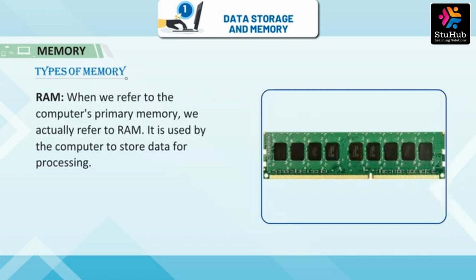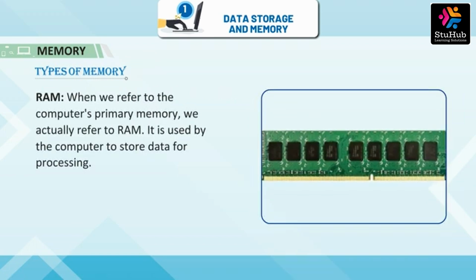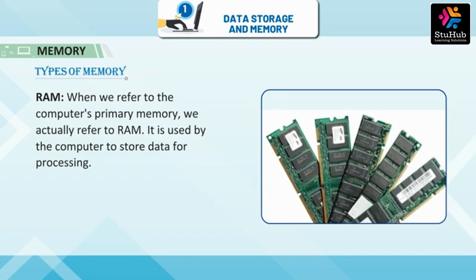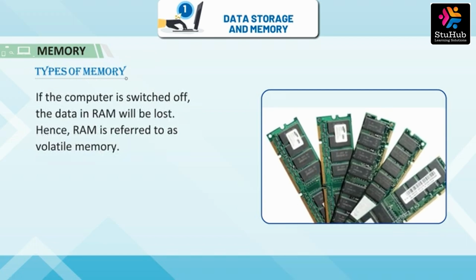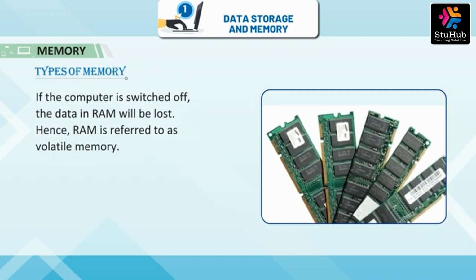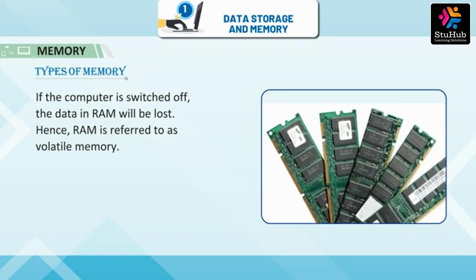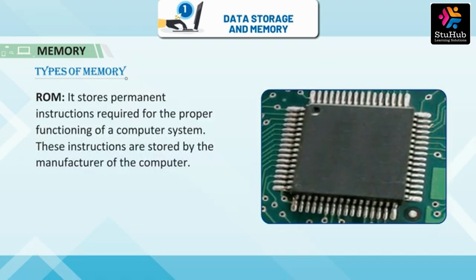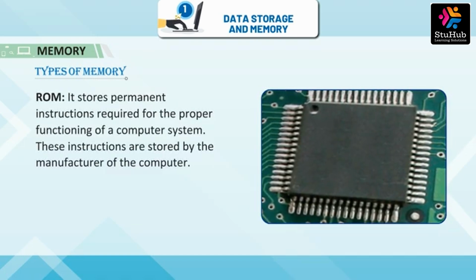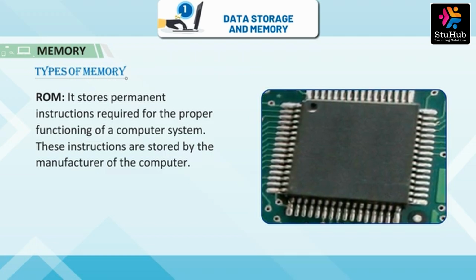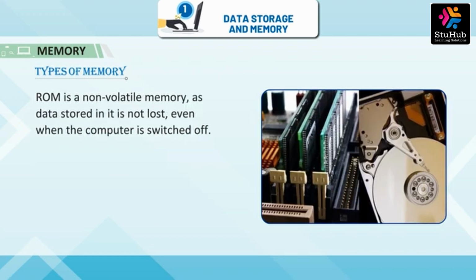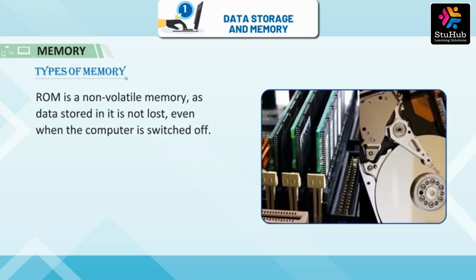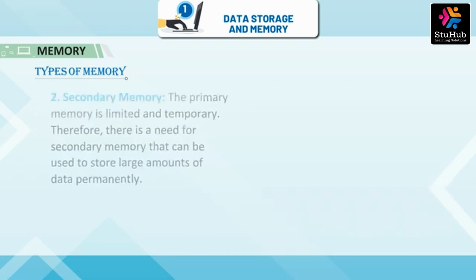RAM. When we refer to the computer's primary memory, we actually refer to RAM. It is used by the computer to store data for processing. If the computer is switched off, the data in RAM will be lost. Hence, RAM is referred to as volatile memory. ROM. It stores permanent instructions required for the proper functioning of a computer system. These instructions are stored by the manufacturer of the computer. ROM is a non-volatile memory, as data stored in it is not lost even when the computer is switched off.